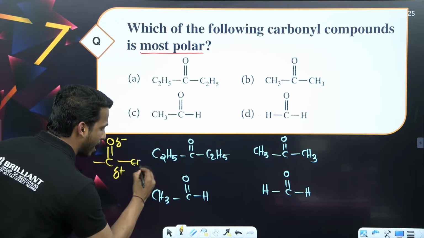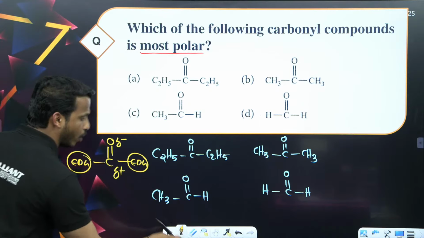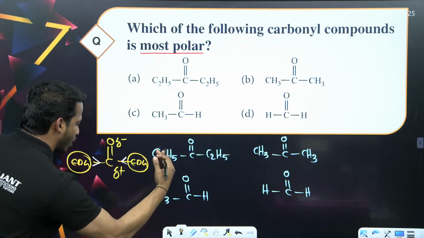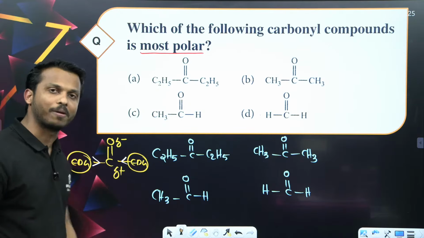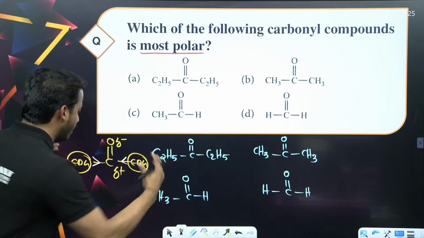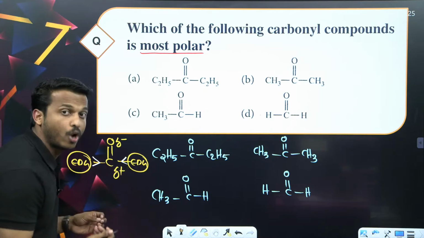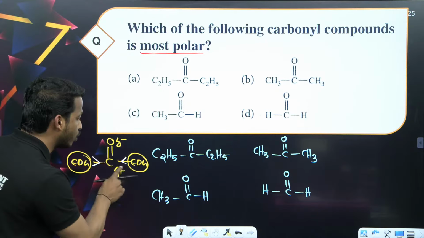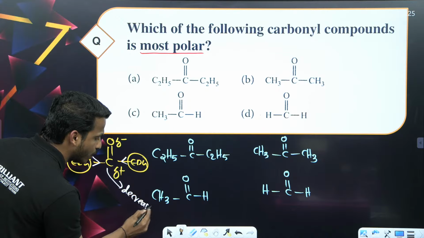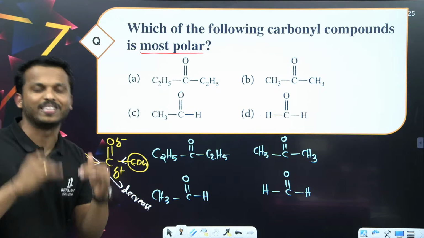If there is any electron donating group, dear all, suppose let me add electron donating groups on the left and right side. What happens if more electron donating groups come? They will donate electrons to carbon. So carbon is getting electrons, and electron is negative. So this positive charge will decrease. So the nucleophile cannot attack. Their polarity decreases.